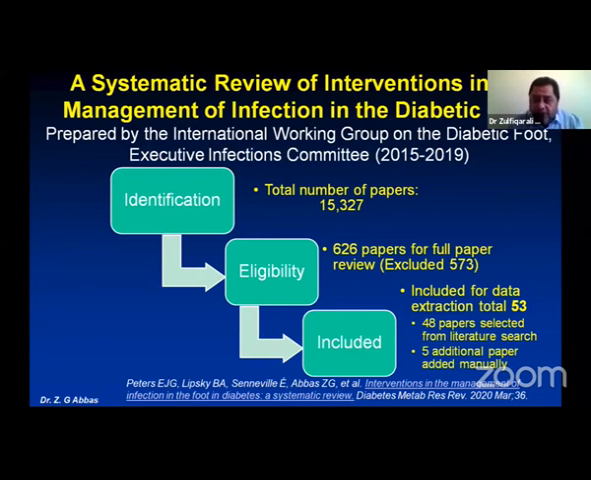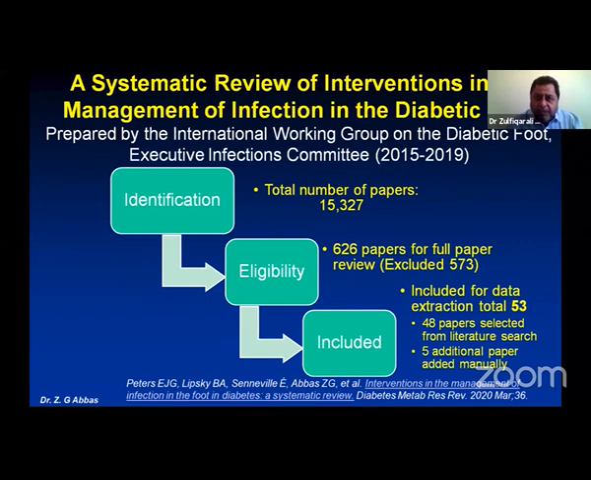We identified a total of 15,300 papers. Every member had to review 1,300 papers. Eligible out of this were 226 papers which were fully reviewed. So it came to 52 full papers to be reviewed by each member, and we included 53 papers, 48 from the literature survey, and 5 added additionally.